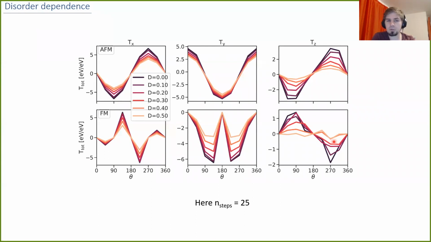I will show this here in a few slides. What I'm showing here is the angular dependence. When we rotate the right magnetic layer, these are the X, Y, and Z components of the torque, and what I'm showing is that the angular dependence is not really changed by disorder. The magnitude is, but that's expected because the conductance will also become lower. Here I just changed the on-site disorder. We used 25 steps from the interface, which is already quite significant disorder.